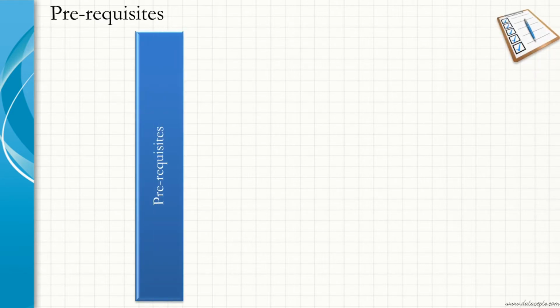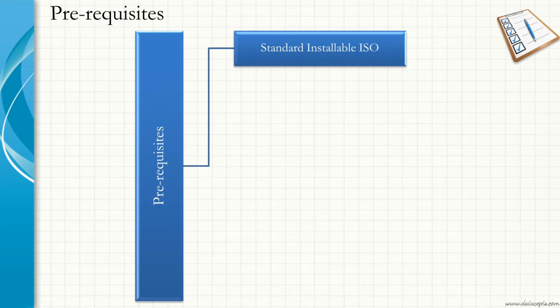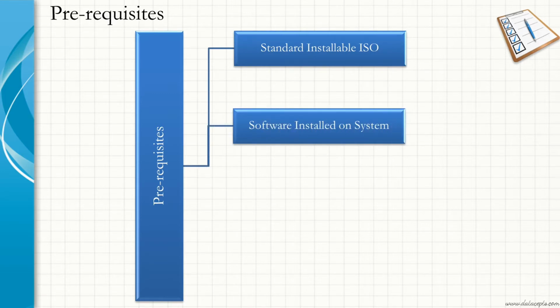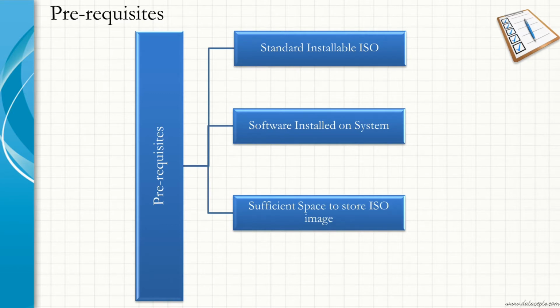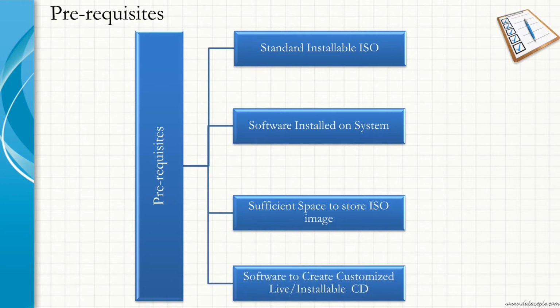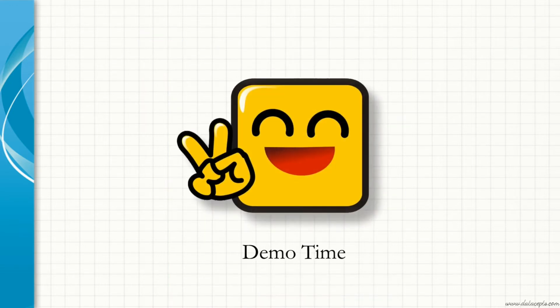Let us see the prerequisite for the Linux installable CD customization. And the prerequisites are standard installable ISO image, software installed on the system, sufficient space to store the ISO image, and software to create customized live or installable CD. It's demo time.